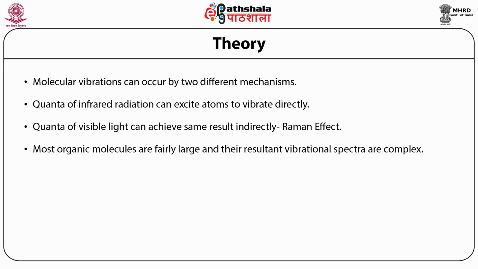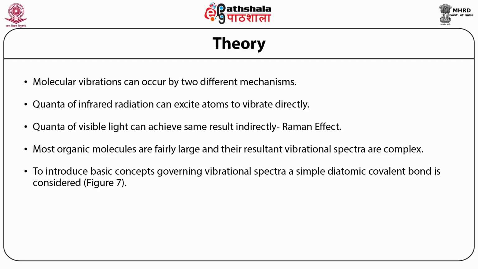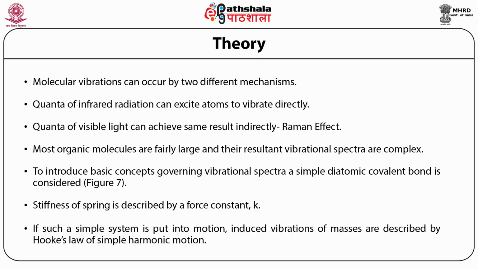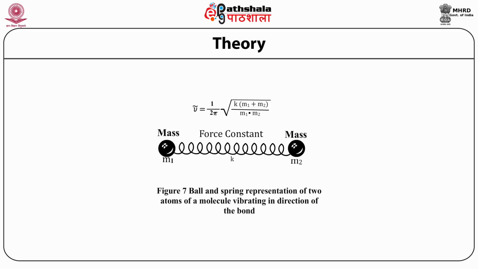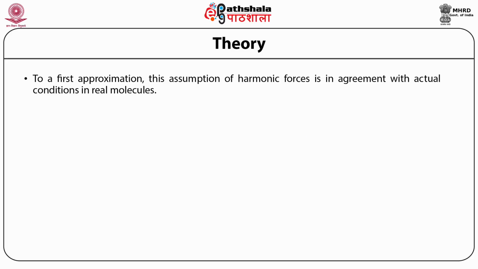Most organic molecules are fairly large and their resultant vibrational spectra are complex. To introduce the basic concepts governing vibrational spectra, a simple diatomic covalent bond will be considered as a spring with the atomic masses at either end as shown in the following figure. The stiffness of the spring is described by a force constant K. If such a simple system is put into motion by stretching and releasing, the induced vibrations of the masses are adequately described by Hooke's law of simple harmonic motion. In this figure, a ball and spring representation of two atoms of a molecule vibrating in the direction of the bond has been shown.